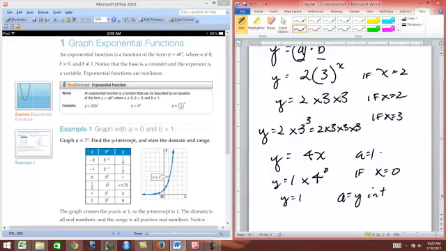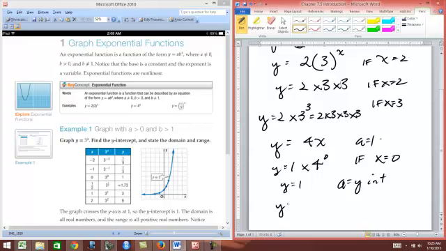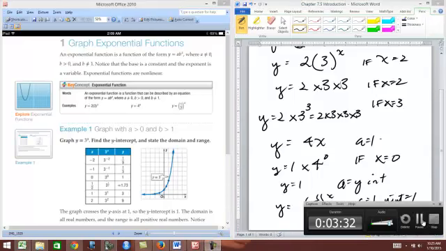Okay, so let's look at the third example. Y equals quantity 1/2 to the x. A equals 1 again. So when x equals 0, that's the y-intercept. A equals 1, so the y-intercept is going to equal 1. It'll be 1 times 1/2 to the 0, which is 1.